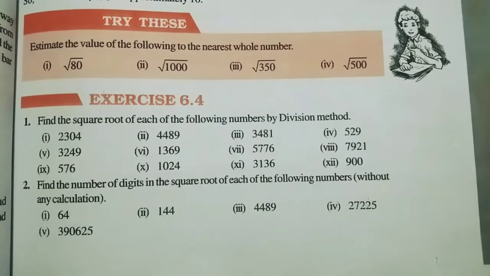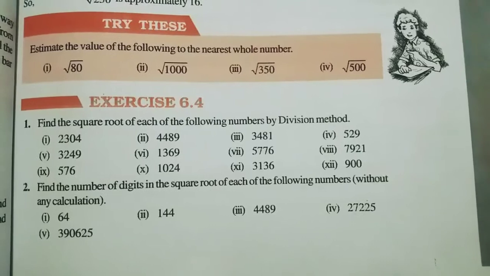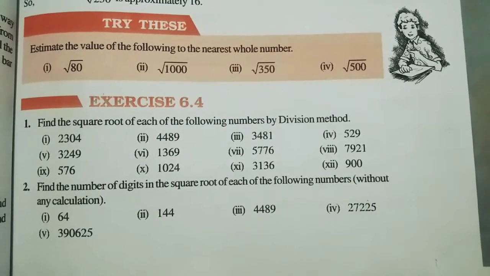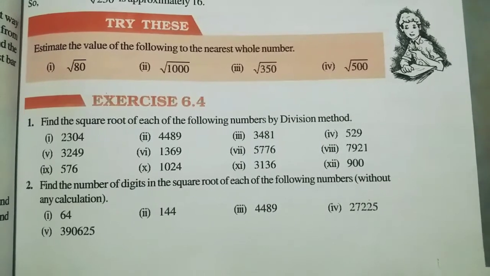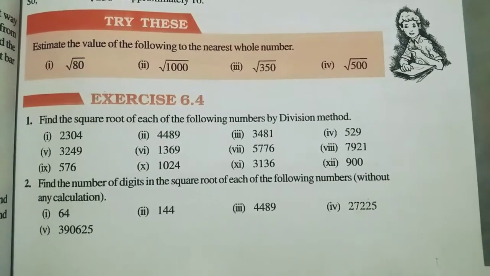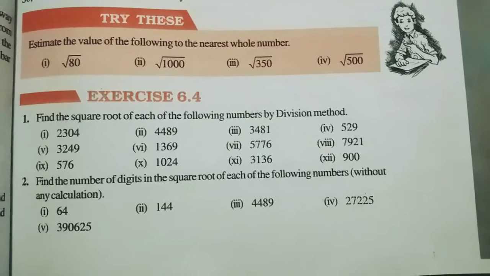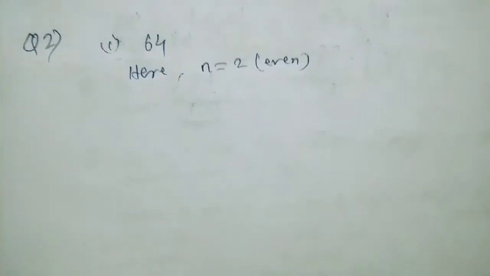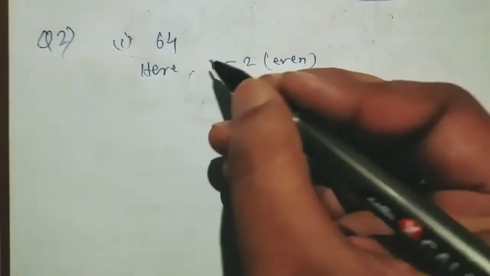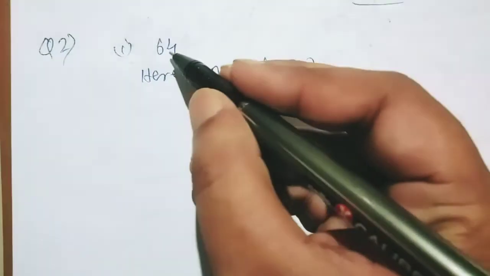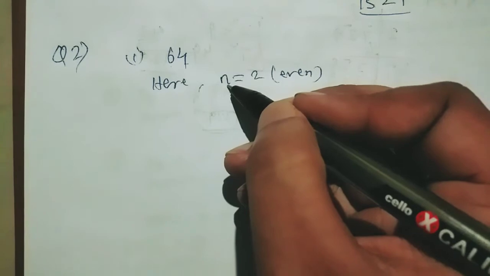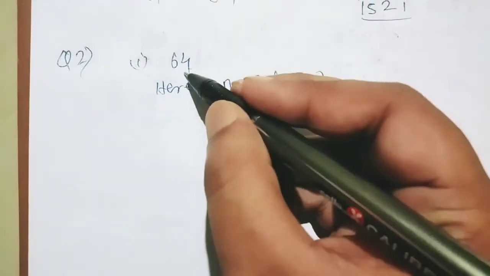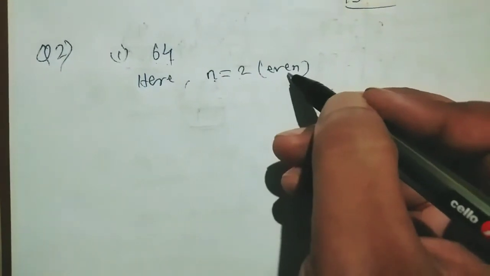When the number of digits is odd, then it is n plus 1 by 2, and when the number of digits is even, then it is n by 2. So by that process we will solve, and today I will give you one more method to solve this. Okay, let's see this. So students, I have given you the method. You have to count how many digits are there. Here n is the number of digits. So n equal to 2 here. 2 digits are there. So it is an even number.